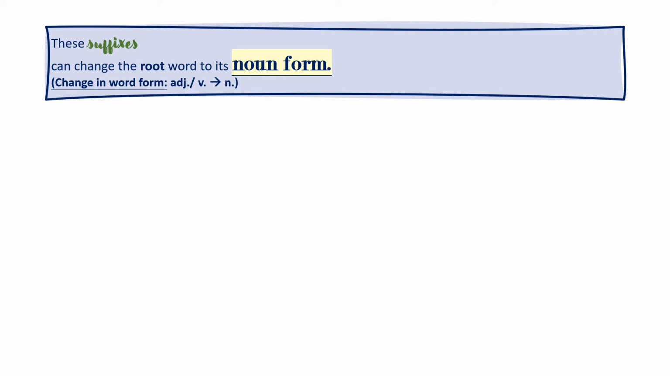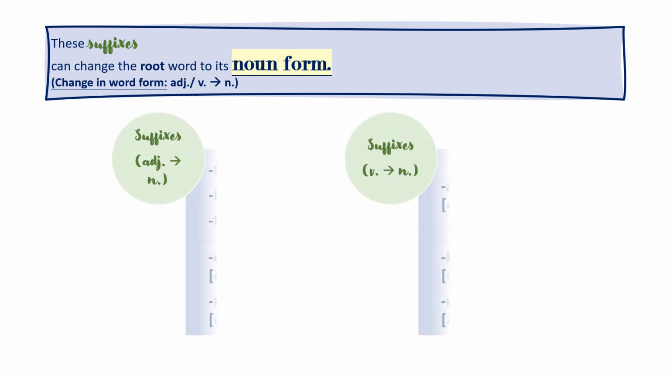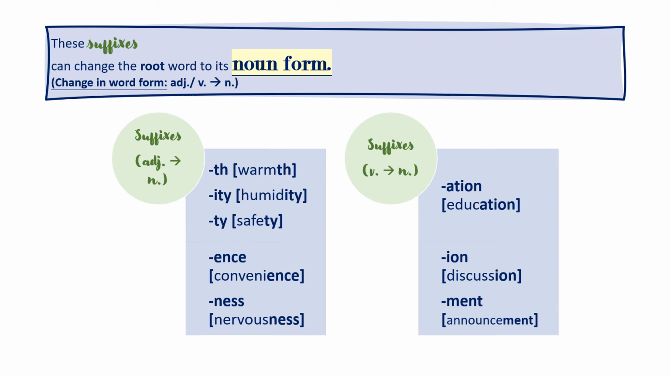Other than the suffixes mentioned, these suffixes below can change the root word to its noun form. On the left are suffixes which can change the root word from an adjective to a noun. They include th, as in warmth, ity, as in humidity, ty, as in safety, ence, as in convenience, ness, as in nervousness.